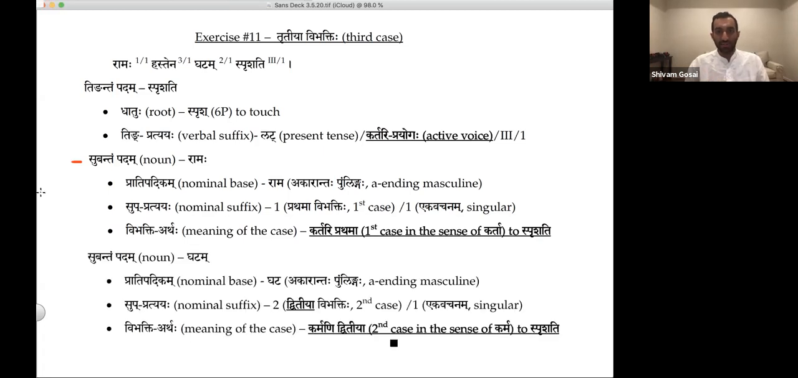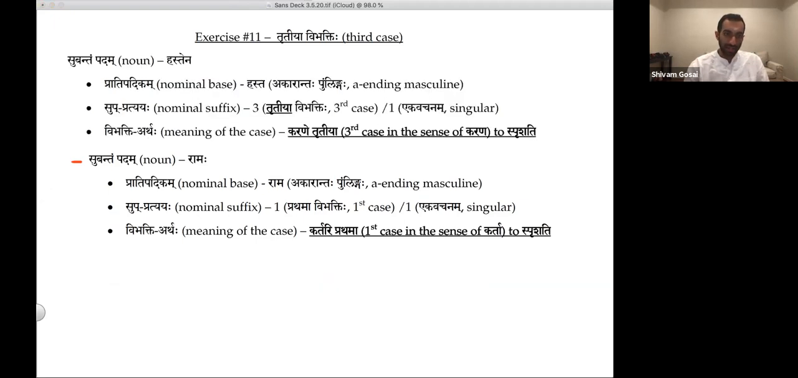He touches the ghatam because it's probably filled with ghee. Ghatam, pratipadika is ghata, akarantaha, pullingaha, so ending masculine. Supratya, dvitiya vibhakti, because it looks like Ramam, right? So ghatam, like Ramam, you know it's 2-1, dvitiya vibhakti ekavachanam, and the meaning is karmani dvitiya, right? It's a second case in the sense of object. So Rama touches what? Rama touches the pot.